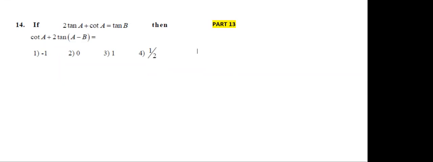In the previous class we completed 13 problems in level 2. Now the 14th question. See what is given: 2 tan A plus cot A is equal to tan B. This is the one condition given. Then find the value of cot A plus 2 tan of A minus B.